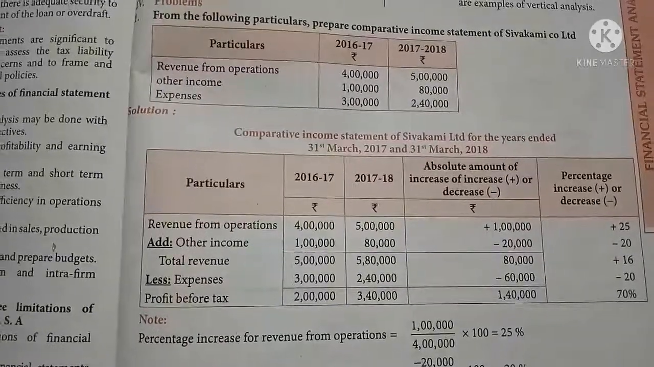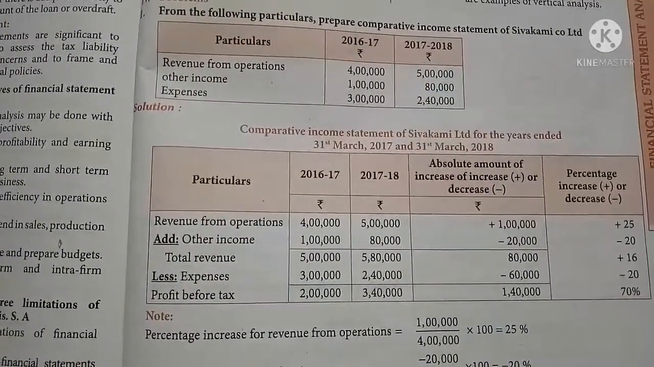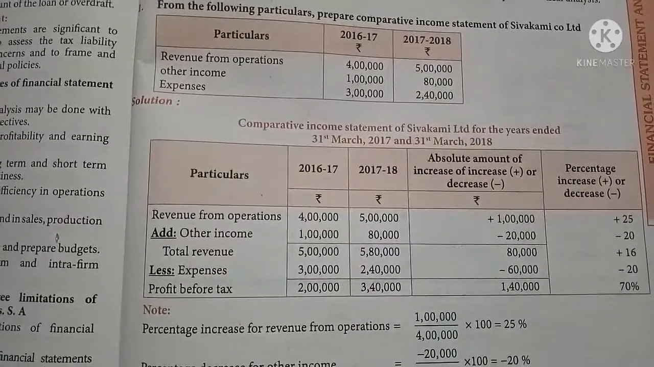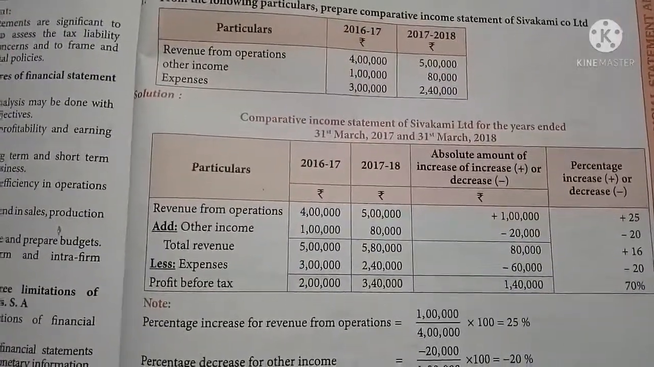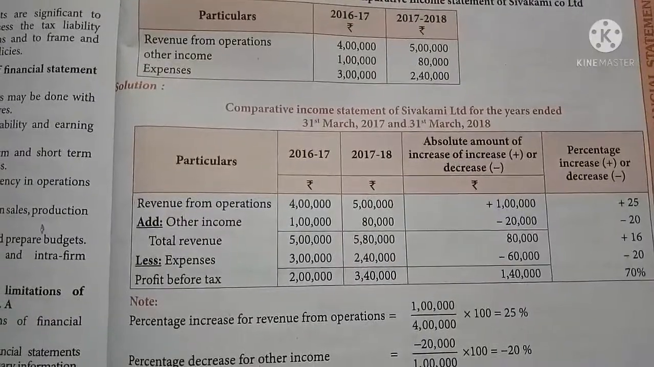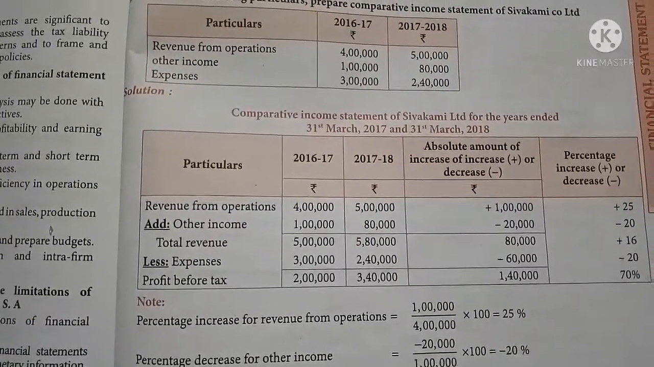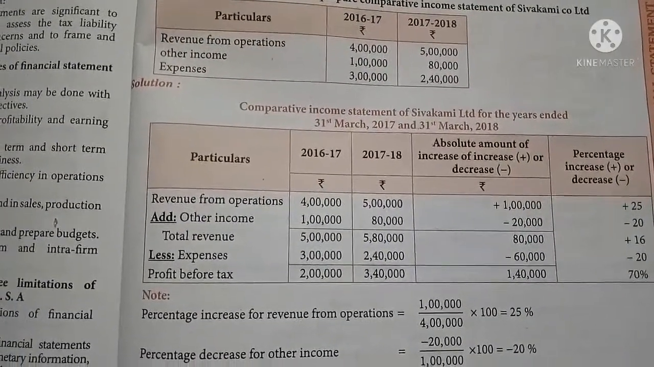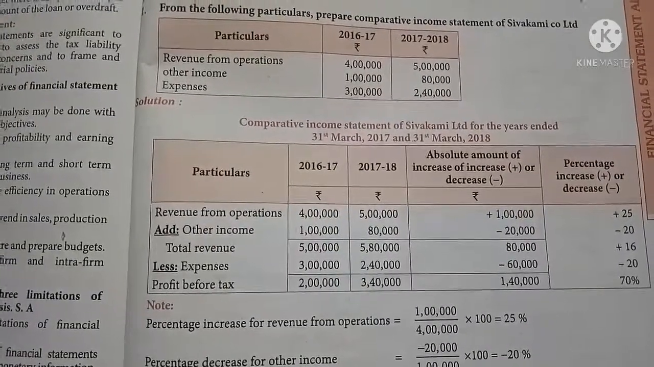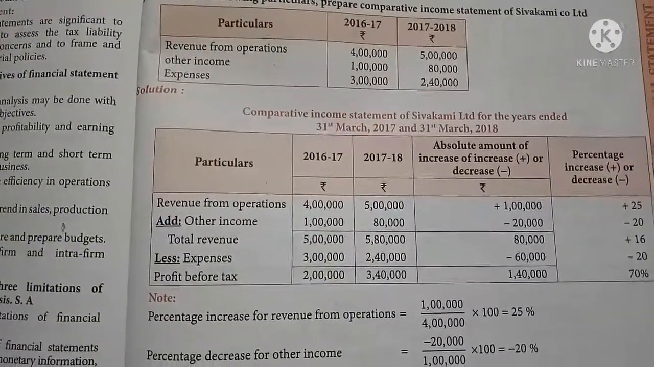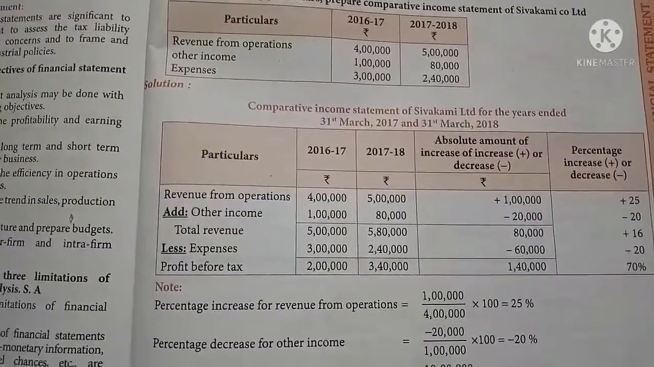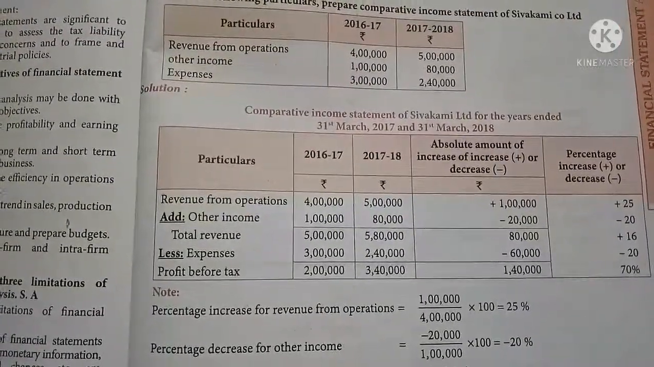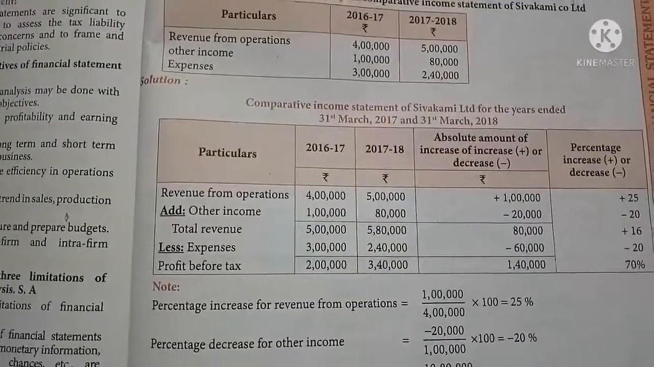By preparing this statement, you can compare the second year amount to the first year amount and find out whether there is an increase or decrease. First, revenue from operations. The first year amount is 4 lakh. The second year amount is 5 lakh. Comparing the second year amount 5 lakh to the first year amount 4 lakh, 1 lakh will increase. That increase is written in the absolute amount column as plus 1 lakh.